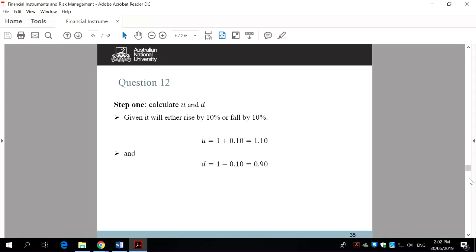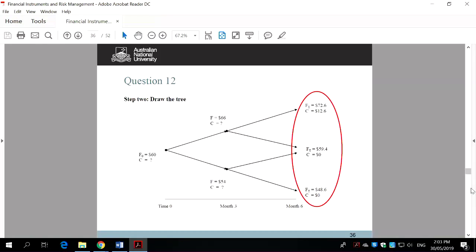So for this question we need to use binomial option pricing, right? First of all, work out your proportional increase and proportional decrease. We were told the price would either increase by 10% or decrease by 10%. So the little u is simply 1 plus 10%, so that's 1.1. And the proportional decrease, the little d, is simply 1 minus 0.1, so that's 0.9.